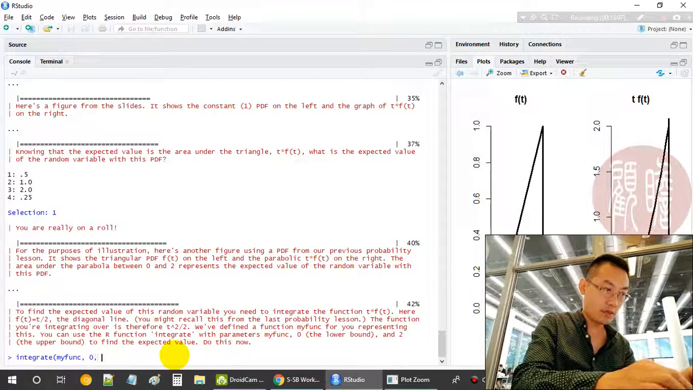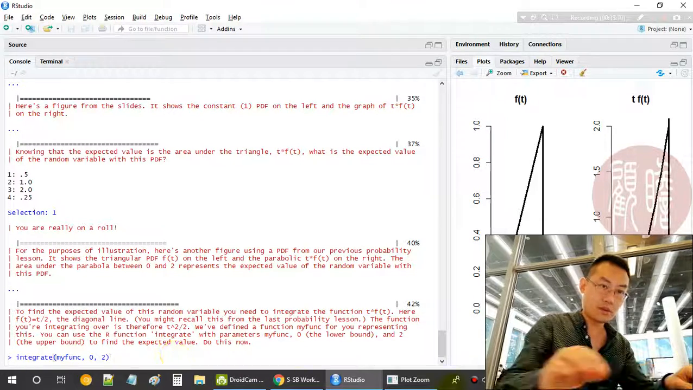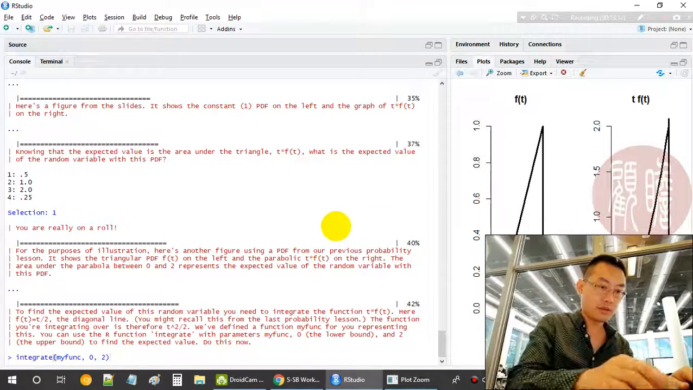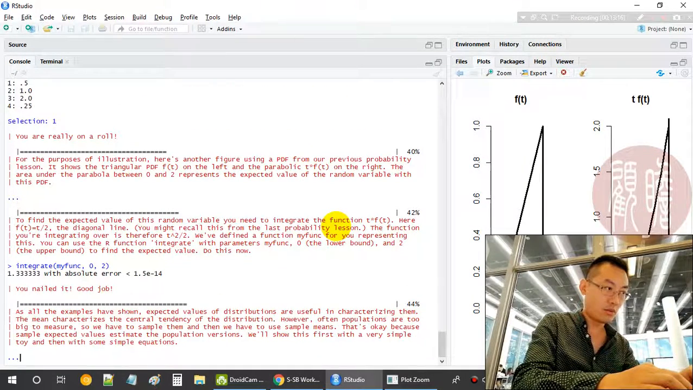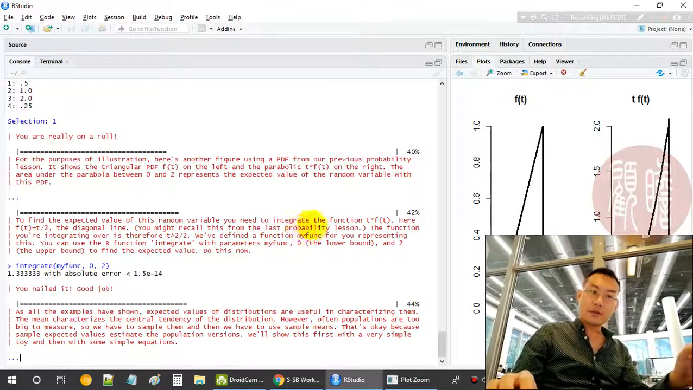The lower bound is 0 and the upper bound is 2. The result is 1.33. So the expected value is 1.33.